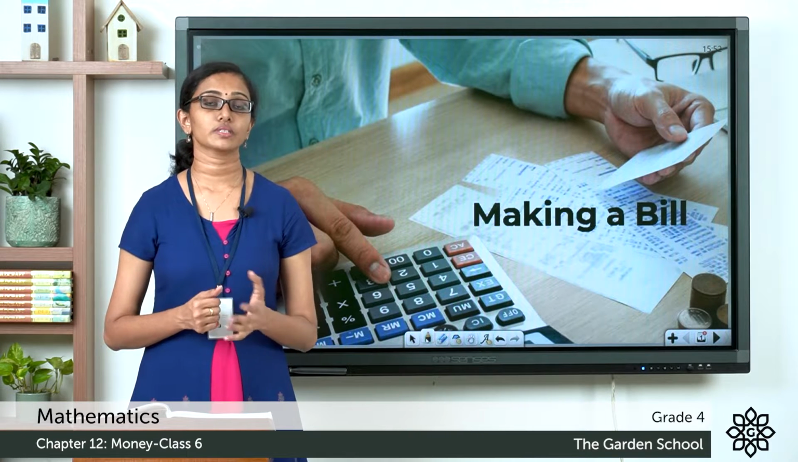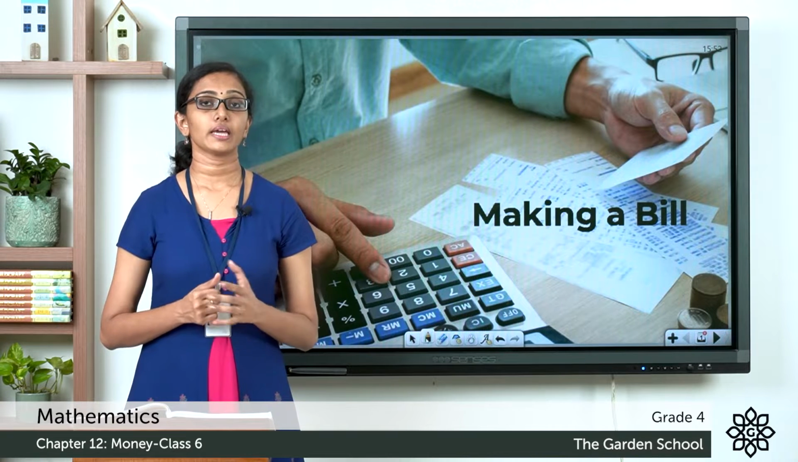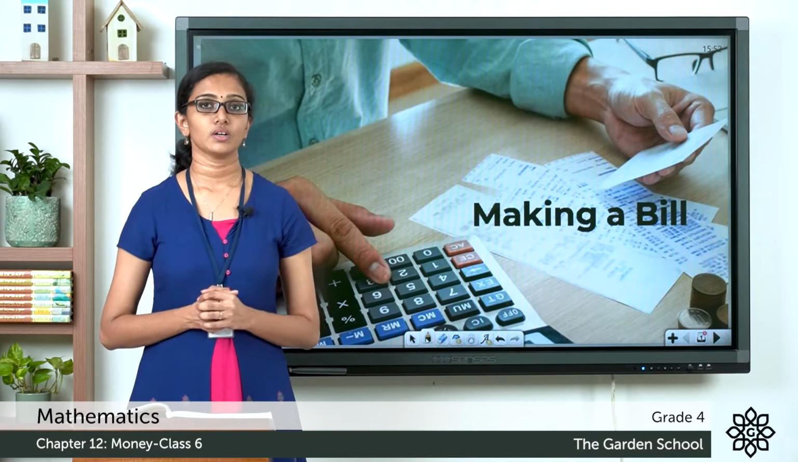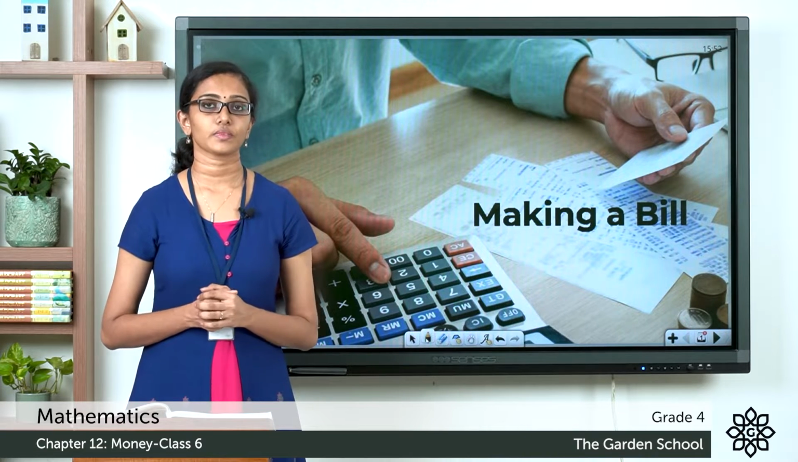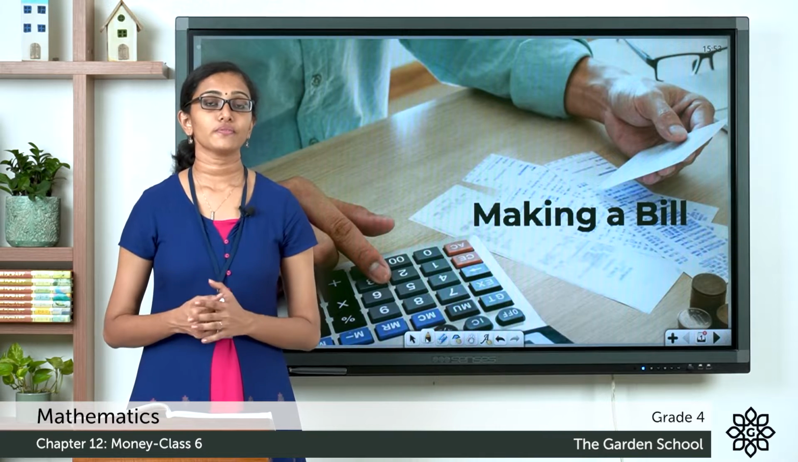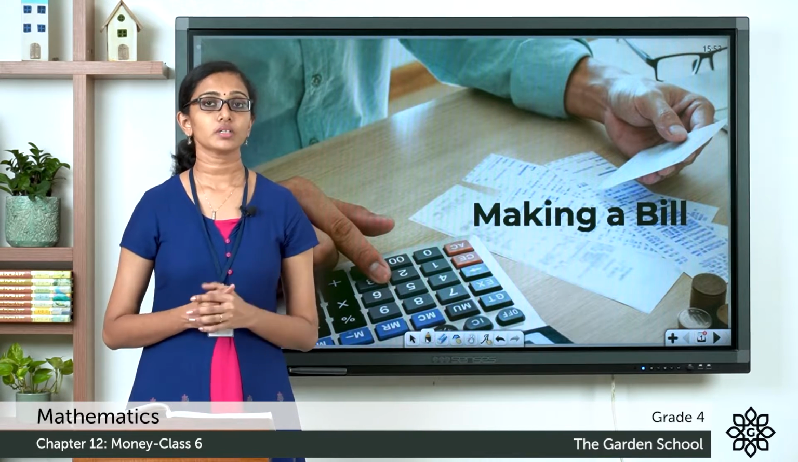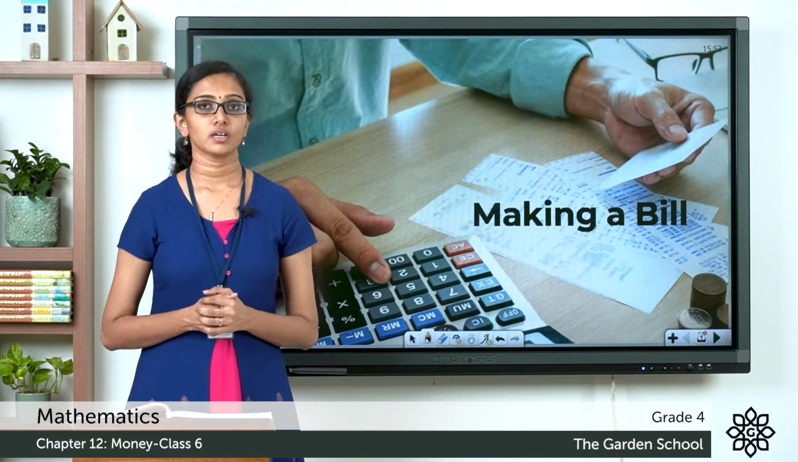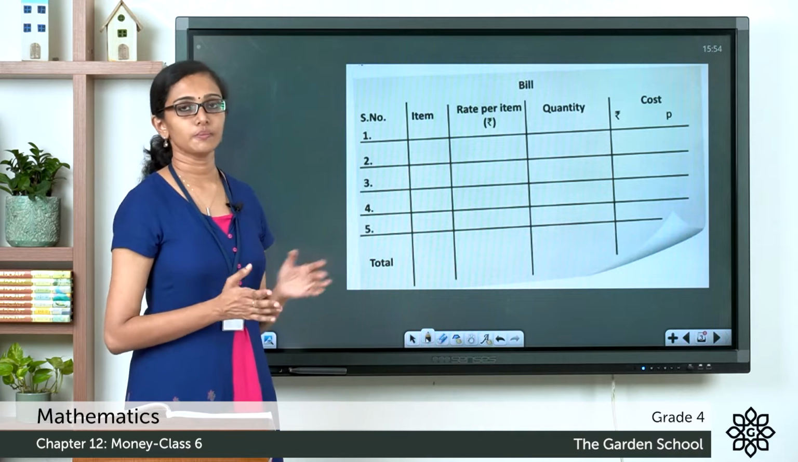At your home you receive the electricity bill and your parents are paying the electricity bill. So there you're paying an amount for a service based on the amount shown in the bill. So you pay for the goods and services you buy and the amount to be paid will be shown in the bill. An example of a typical bill.